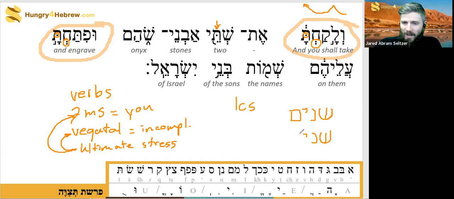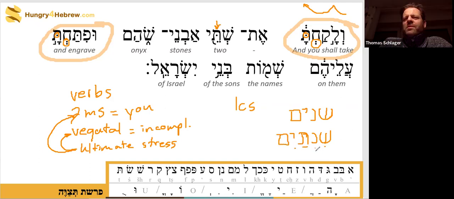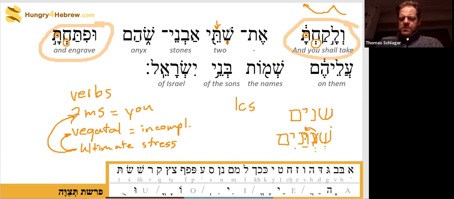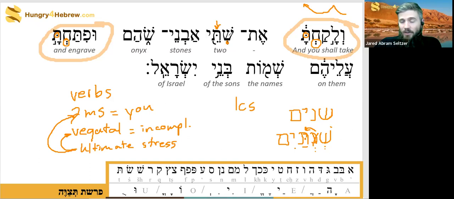So shnayim is masculine. The feminine form will have an inserted tav, shintayim, like this. But the nun at the end of the syllable assimilates. So you get a strong dagesh, missing nun, and this drops to a shva instead of what should have been a chirik. Should have been shita or shite, but it turned into shtei because it's easier to say. All right. So et shtei avnei shoham.